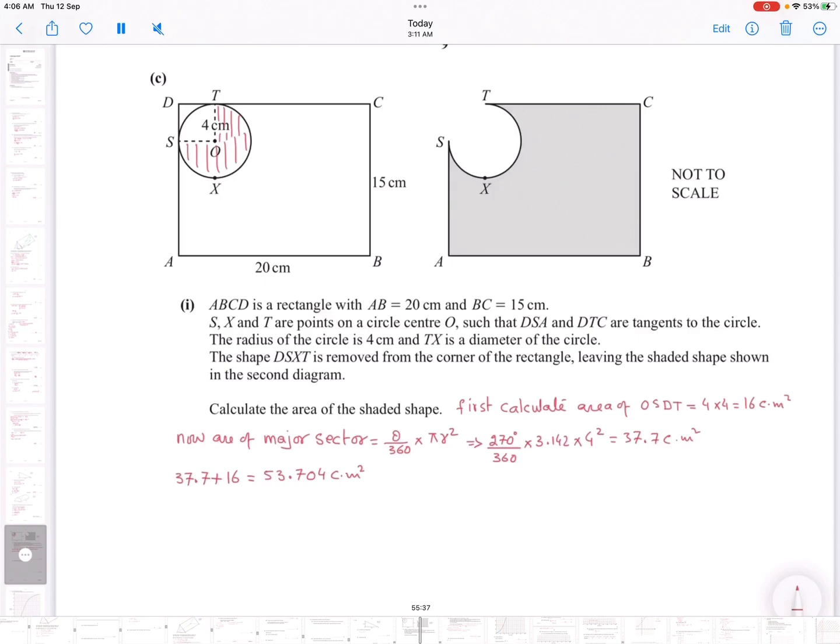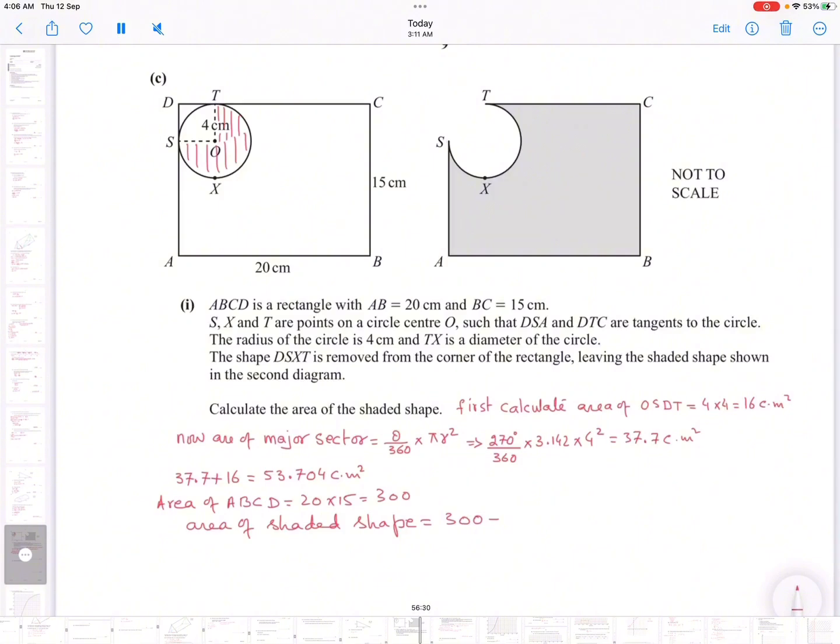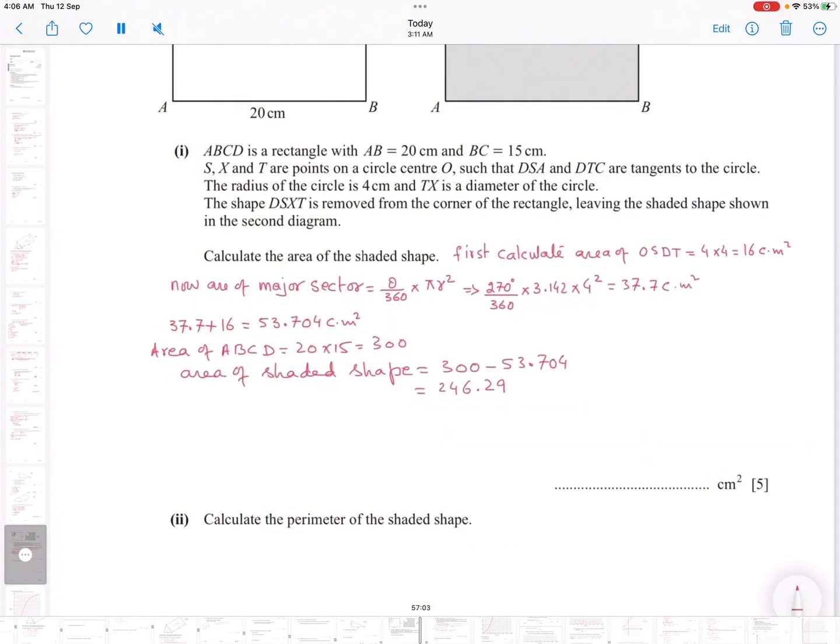Now because this portion has been removed, if you see the next diagram, remove means you have to subtract this area from the area of the rectangle ABCD. So the area of the rectangle is 20 into 15, which is 300. So the area of the shaded shape will be 300 minus 53.704, and here you go. This is your answer, 246.29. So 246 up to 3 SF.